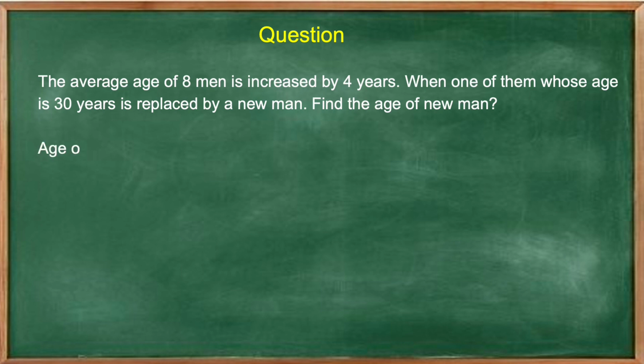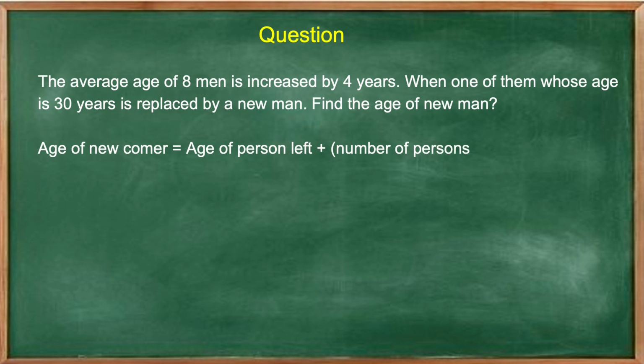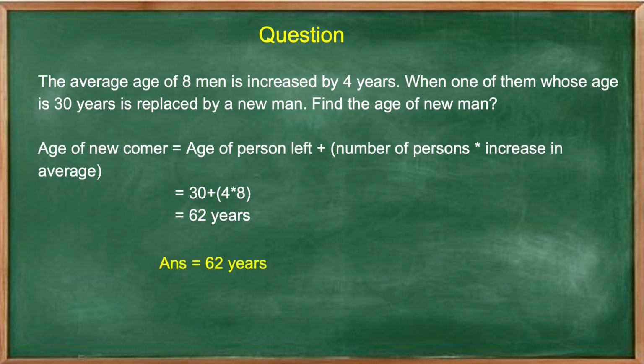And the formula is age of newcomer is equal to age of person left plus number of persons into increase in average. Where the age of the person left is 30, total number of persons is 8 and increase in average is 4. So we can substitute these values and get the answer. So age of newcomer is equal to 30 plus 4 into 8 which is equal to 62 years. So our answer is 62 years.